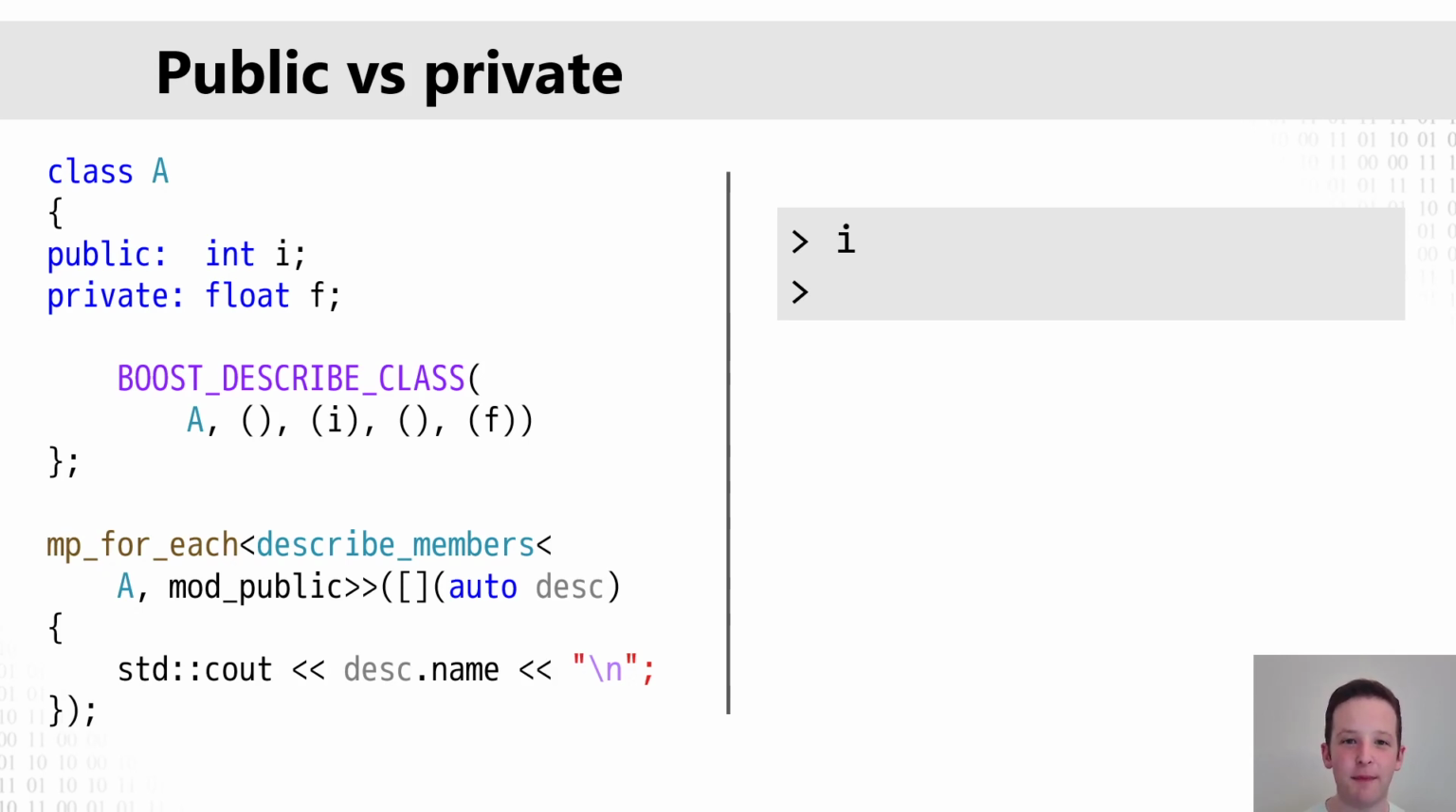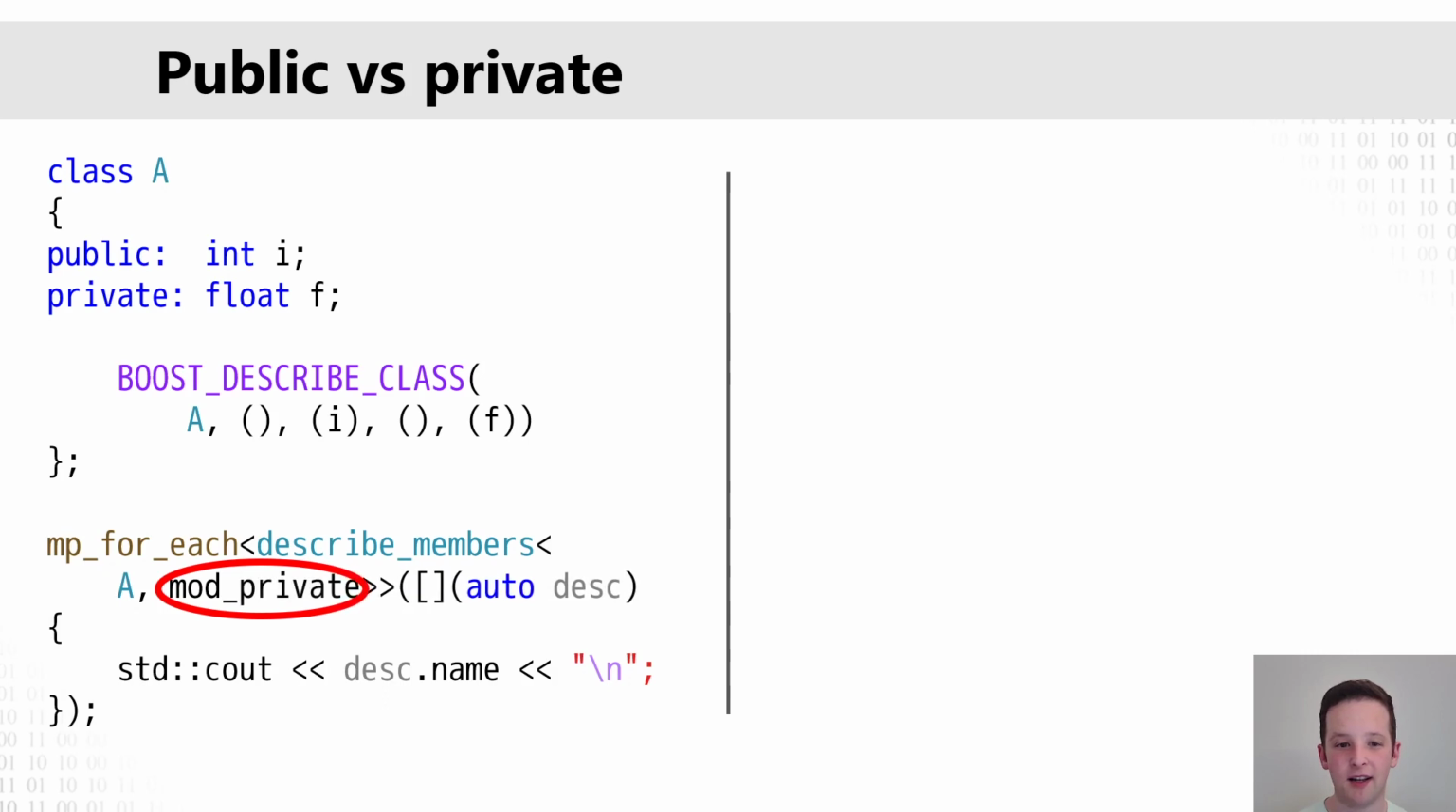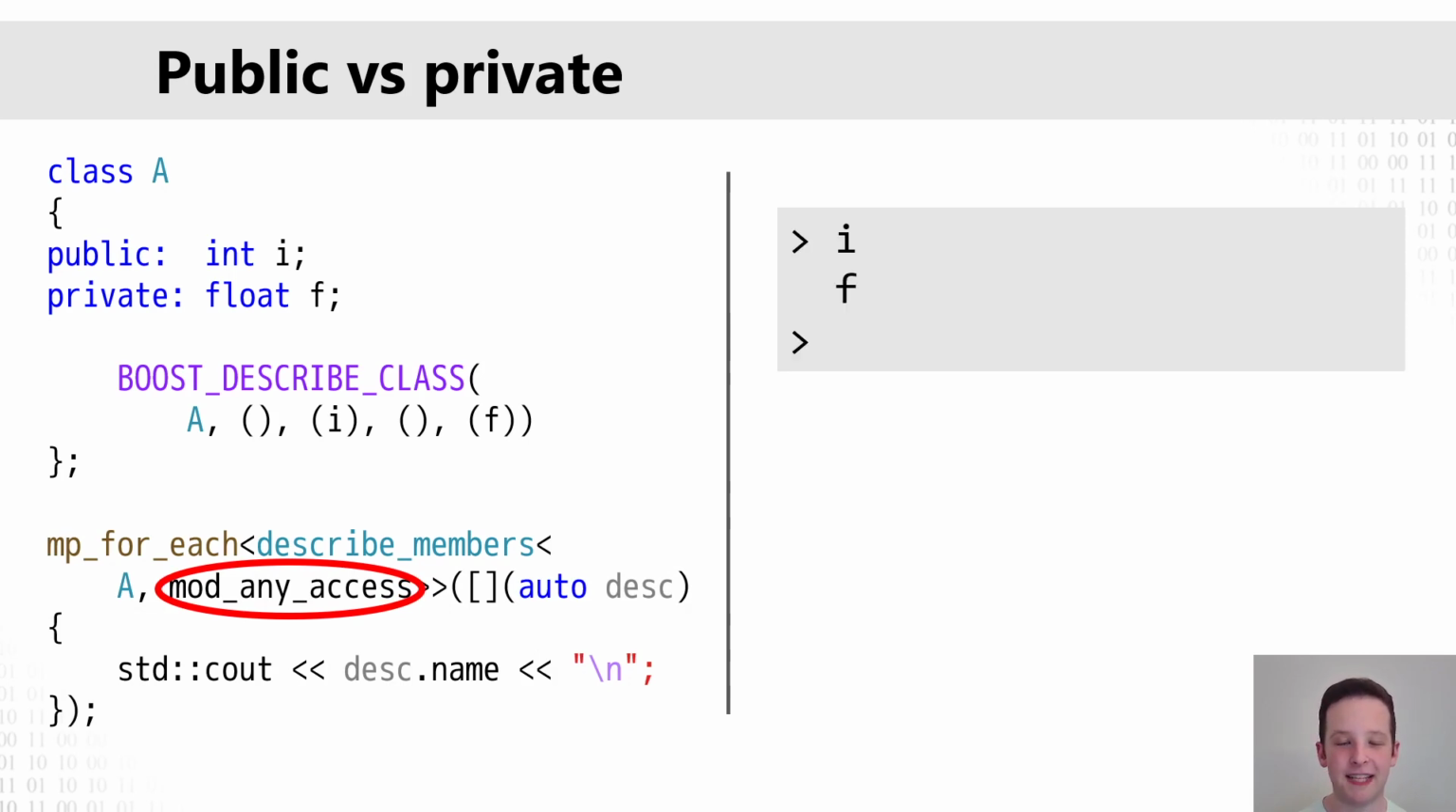So it does exactly what I want. I can filter down the members on my type. That's really powerful. What if I want to filter it differently? What if instead of mod_public, I try to type in something like mod_private? Will that work? Oh, it does. Oh, look at that. Nice. So Boost.Describe allows you to filter down however you want. And if you want both, you can use mod_any_access, which gives you the public members, protected members, and private members.